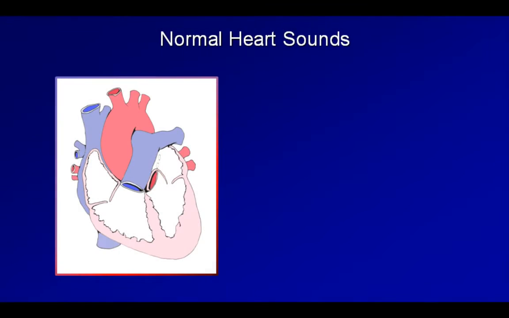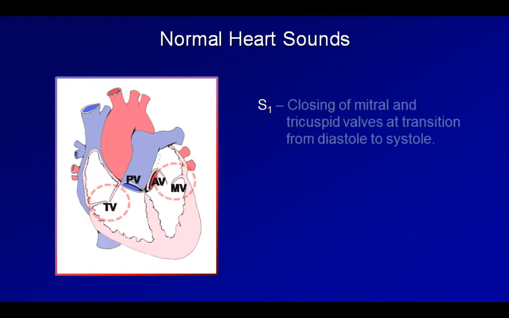So here is a basic schematic of the heart with the right atrium, right ventricle, left atrium, and left ventricle shown. Then here are our four valves: the tricuspid, the pulmonic, the aortic, and the mitral. The first of the two normal sounds is called S1. S1 is caused by and occurs essentially simultaneous to the closing of the mitral and tricuspid valves at the transition from diastole to systole. The second normal heart sound is called S2.